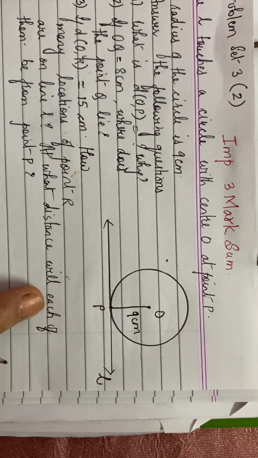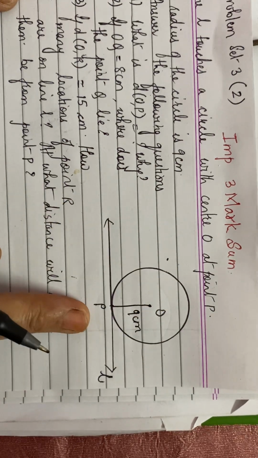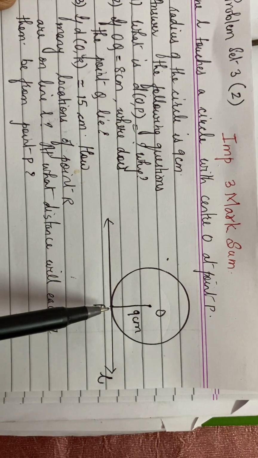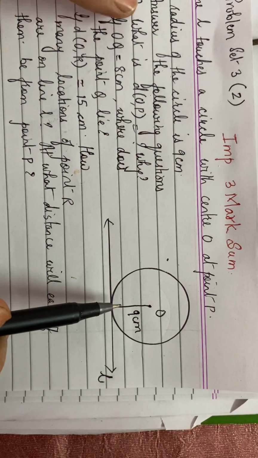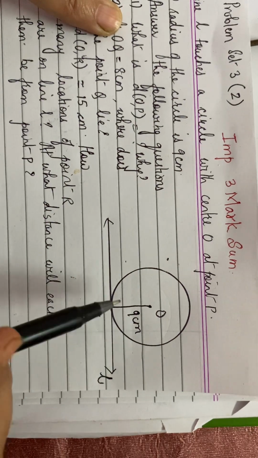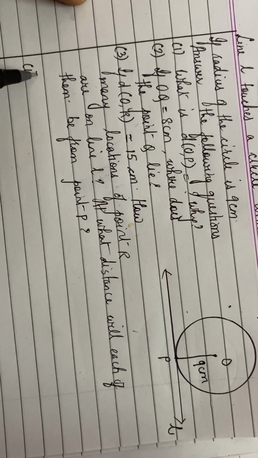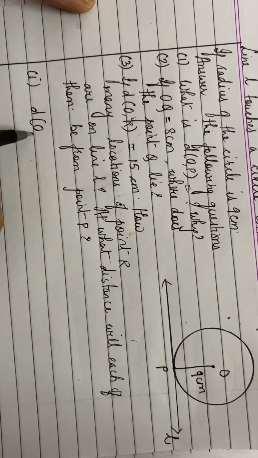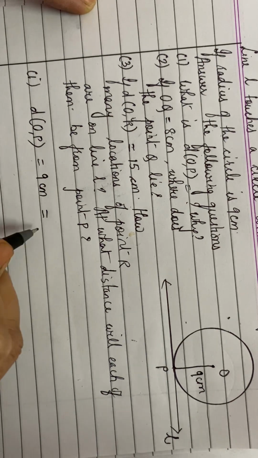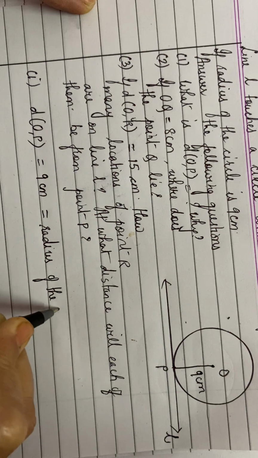What is the radius? Radius is the distance from the center to any point on the circle. That is called as the radius. So P is a point on the circle, so OP becomes the radius. What is the first question asked? What is distance OP? Okay, so the answer to your first question will be distance OP is equal to 9 centimeter, which is equal to the radius of the circle.